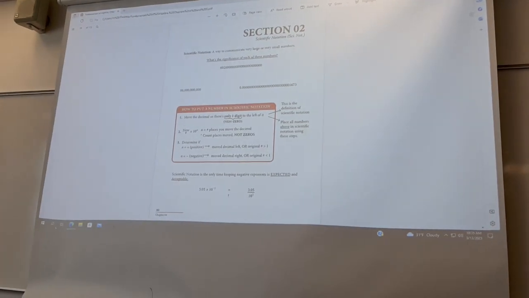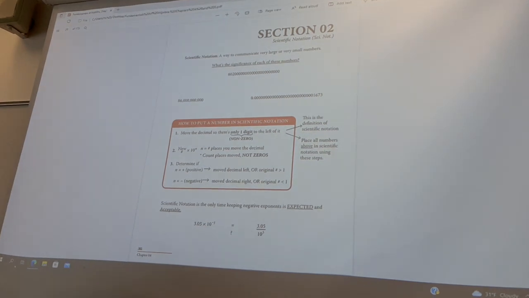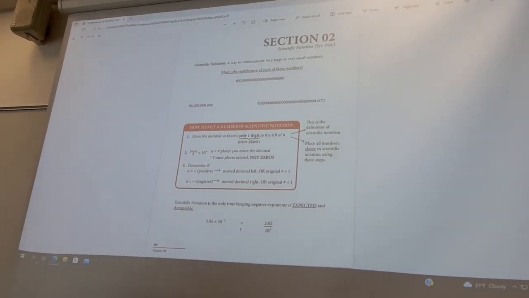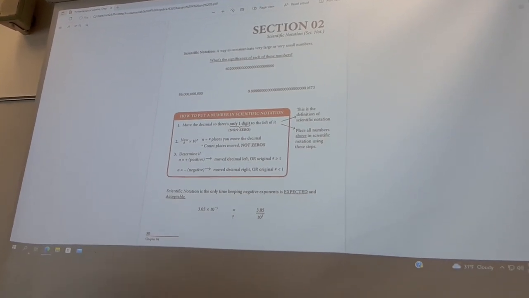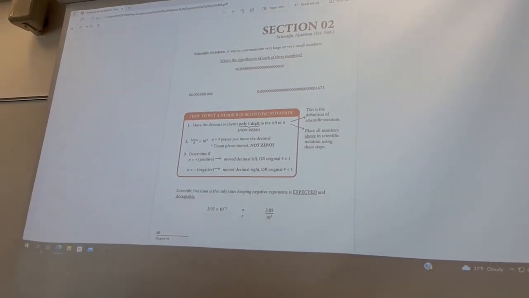We're going to talk about scientific notation right now, okay? Scientific notation is a way to communicate very large or very small numbers. Look, you've got a few very large and small numbers here. What's the significance of each of these numbers?